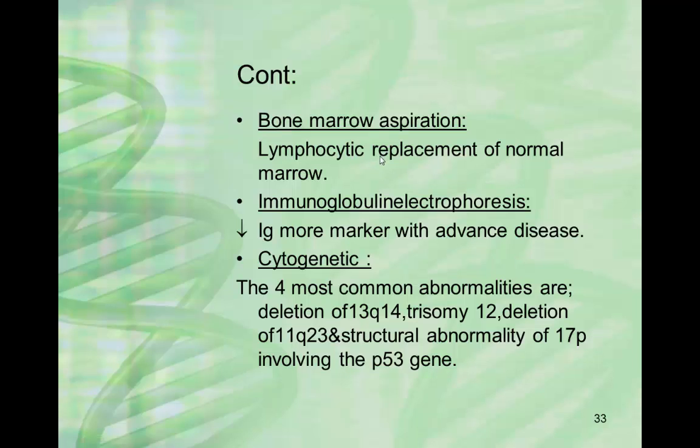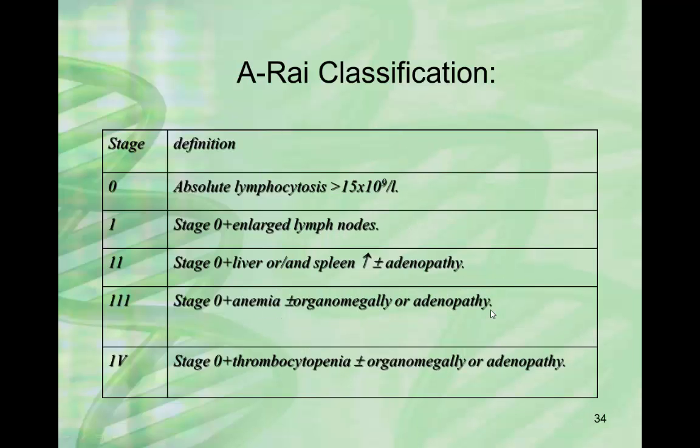In addition, you could do immunoglobulin electrophoresis, and they would have decreased IgG. In addition, patients would have chromosome abnormalities, mostly involving trisomy 12 and deletion of 13. There are many classifications for CLL. You could have prolymphocytic leukemia, leukemic phase of cutaneous T-cell lymphoma, hairy cell leukemia, and lymphoma progressing to leukemia.